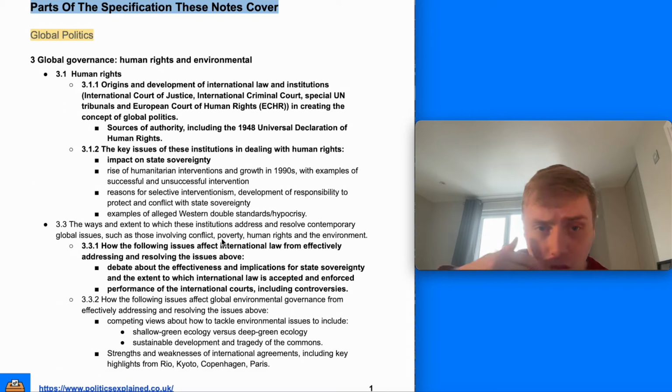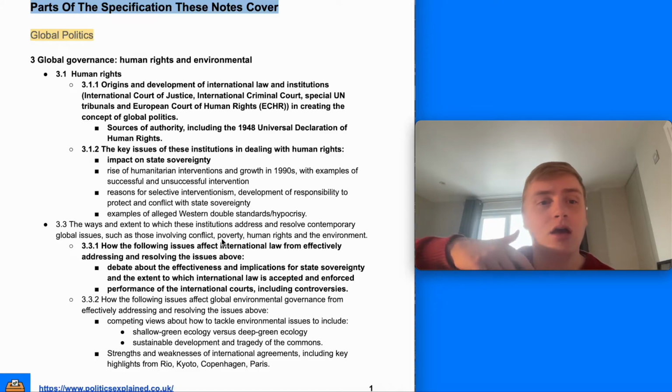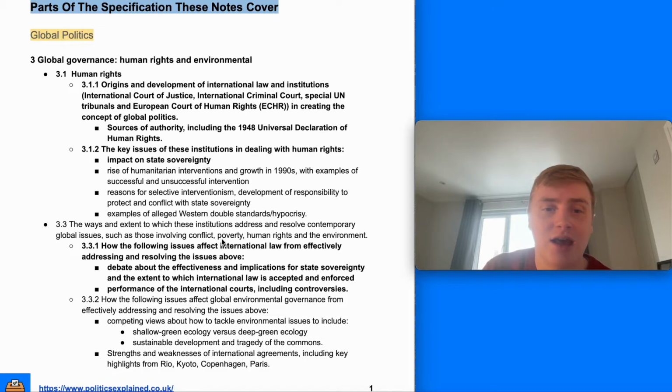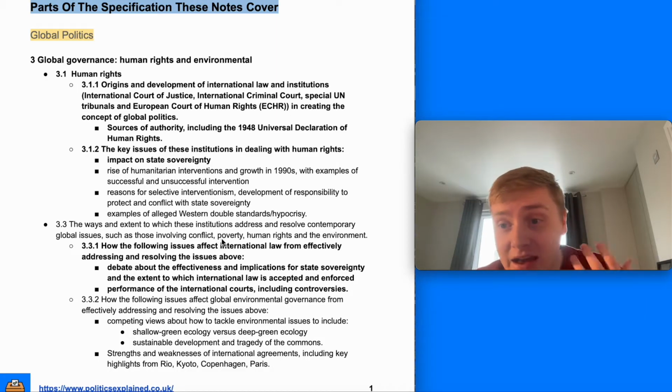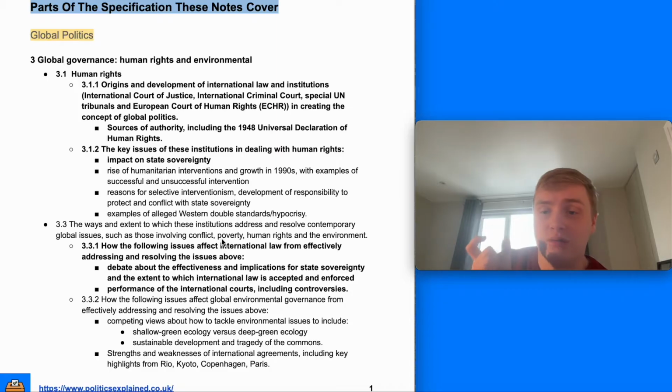So we're going to have a look at the origins and development of international law and international human rights law, crucially looking at the key institutions I mentioned, the ICJ, the ICC, special UN tribunals and the ECHR, in creating global human rights governance. We're also going to look at the source of their authority in the UN Universal Declaration of Human Rights, and the relationship between human rights and sovereignty, as well as crucially some key debates on the effectiveness and impact of international human rights law and international human rights courts, particularly looking at the impact of state sovereignty and whether state sovereignty prevents them from effectively upholding human rights.